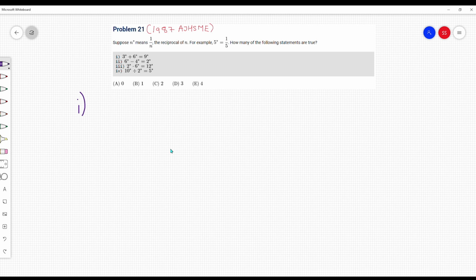3 star plus 6 star is equal to 9 star. That means 1 by 3 plus 1 by 6 is equal to 1 by 9. In order to see if the statement is true, first we need to solve for 1 by 3 plus 1 by 6. So let's just forget about the 1 by 9 part for now. To add two fractions, we need to find a common denominator first. That would be 6 here because 6 is a perfect multiple of 3. 3 times 2 is 6 plus 6 times 1 is 6. So that would be equal to 3 by 6, in other words 1 by 2.